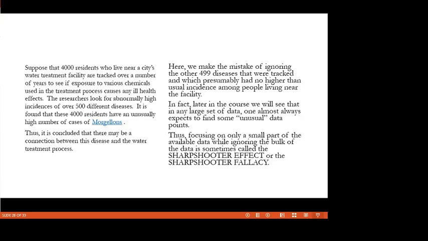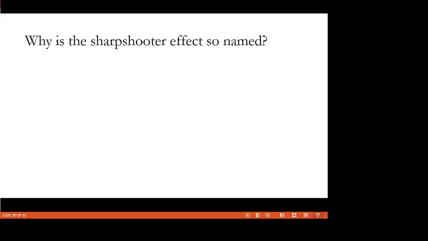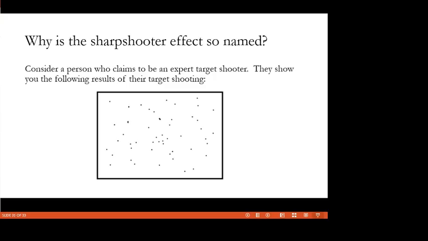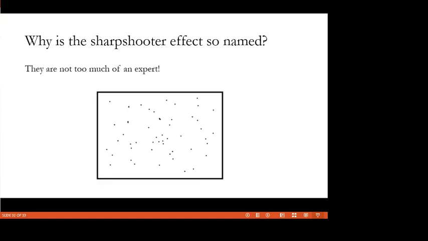To finish this module, if you're not quite sure why it's called the sharpshooter effect, let's finish by looking at a picture, which may make it clear. So suppose I claim that I'm an expert target shooter, and here are the results of my expert target shooting. I hope you say to yourself, well, I'm not much of a target shooter, because of the scatter; the shots are all over the place. So your first observation should be, they don't look like an expert sharpshooter to me.